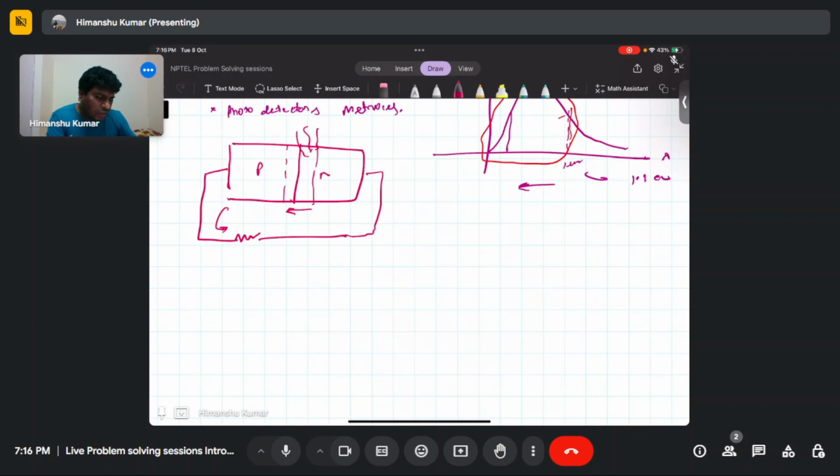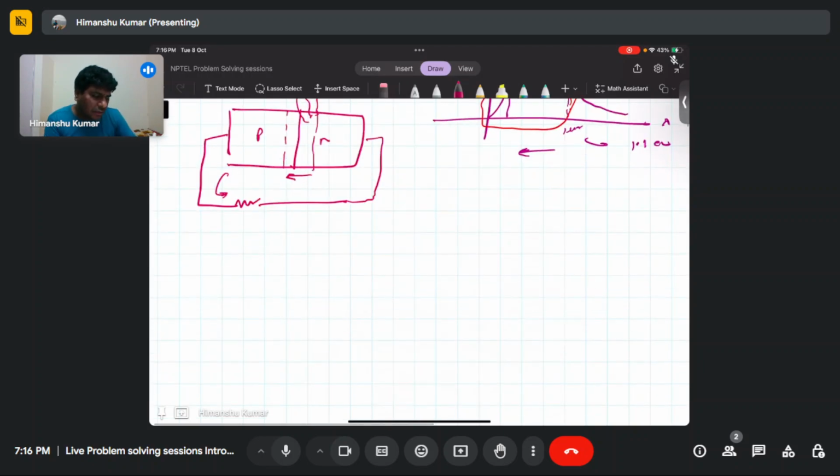So the total current of the solar cell is given by I = -I_L + I_s (exp(qV/kT) - 1). This is basically the dark current, and this is the current due to light.